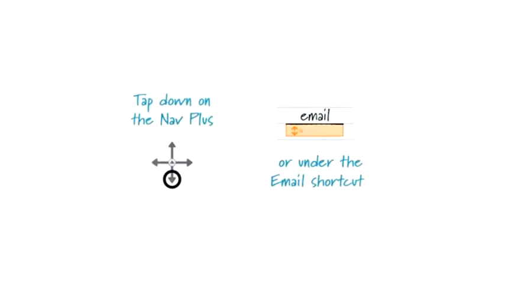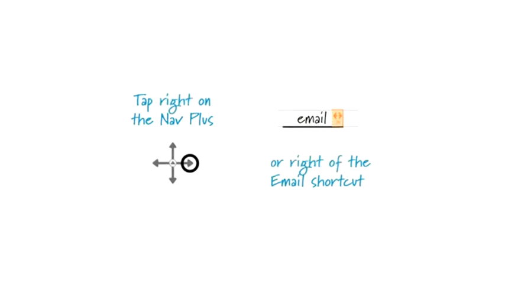When the smartpen display shows To, tap down on the Nav Plus or under the Email shortcut to scroll through a list of email addresses you set up while configuring the email connector. Tap right on the Nav Plus or to the right of the email shortcut to select the current recipient. Each selected email recipient has a check mark before the name. When you finish selecting email recipients, double-tap on an unwritten area of a notebook page.